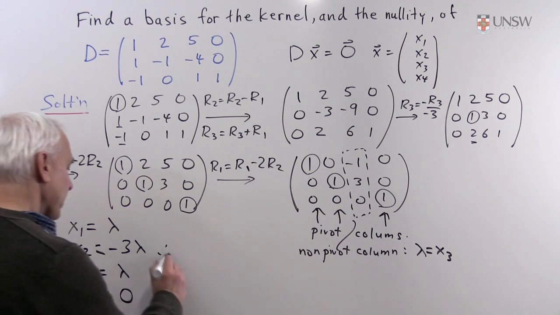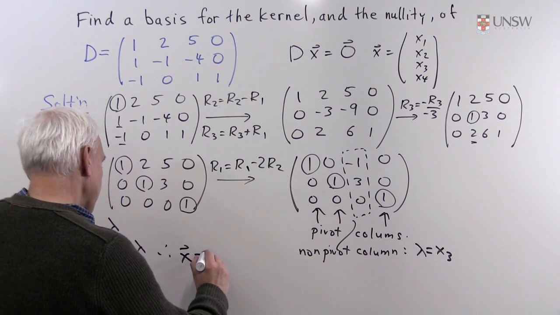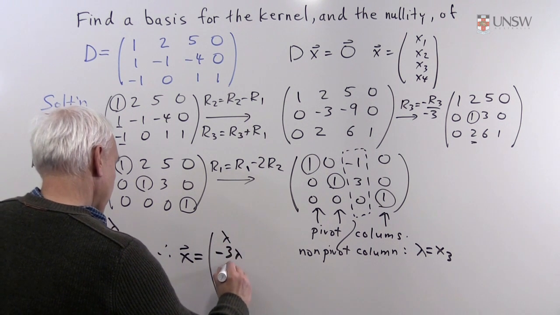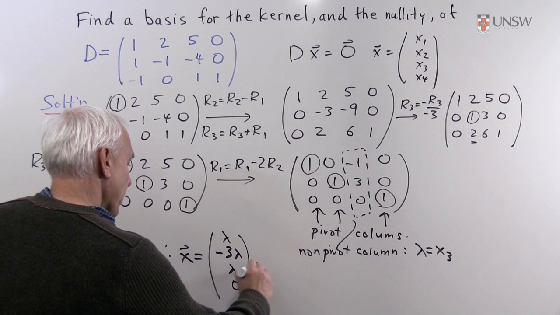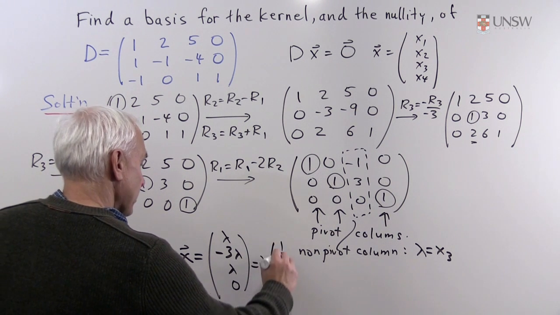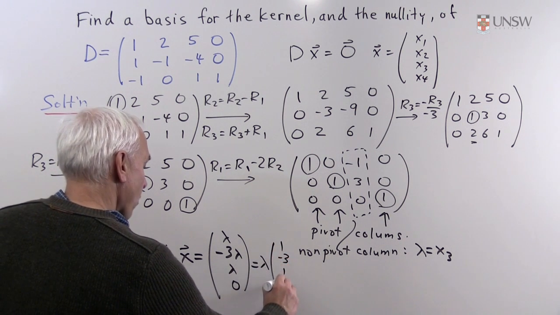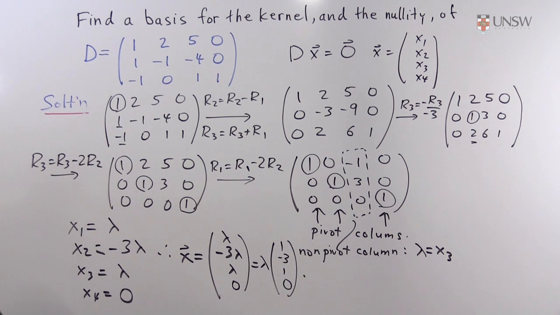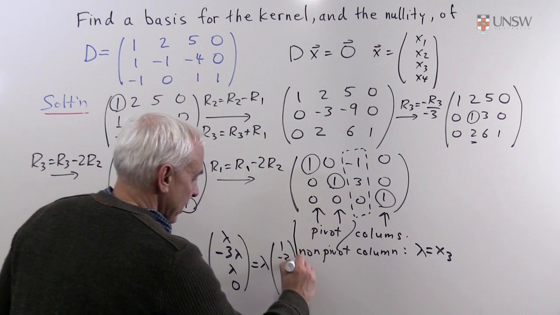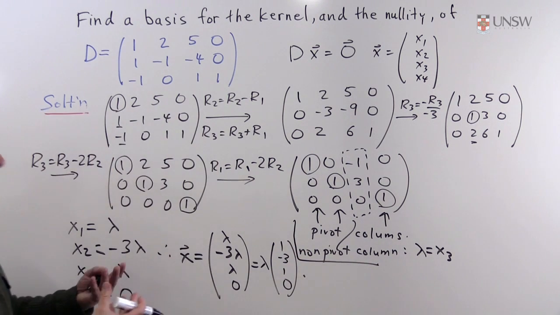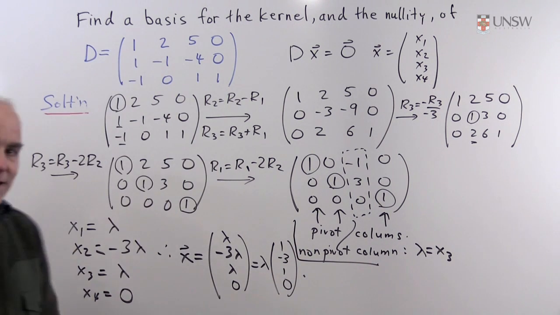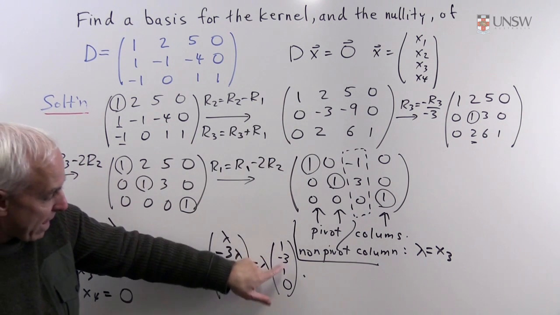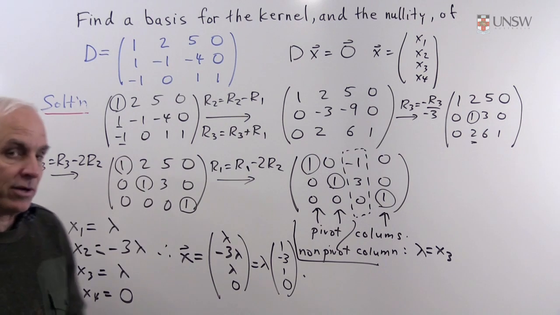So altogether, we get that the solution x is (lambda, minus 3 lambda, lambda, 0), which we can write as lambda times (1, minus 3, 1, 0). Okay, so there is the crucial description of the solutions to the equation Dx equals 0. The vector (1, minus 3, 1, 0) is a solution.